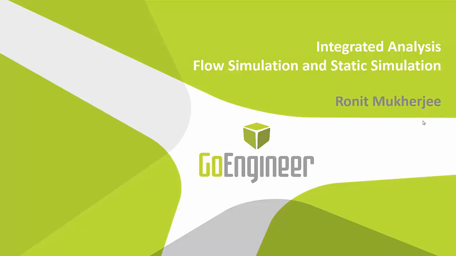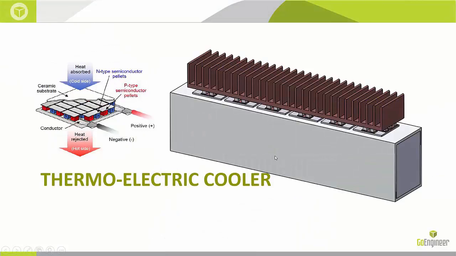In today's quick tip video, I'm going to be showing you an integrated analysis, basically joining our flow simulation and static simulation. For this case study, we have a thermoelectric cooler. In this case, we've got a heat sink and I've got another cold body. So the idea is heat is being absorbed from the cold side and rejected from the hot side, and there are these little solder joints that are connecting this assembly together.